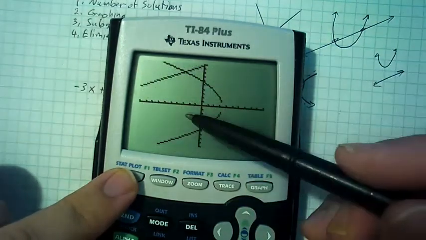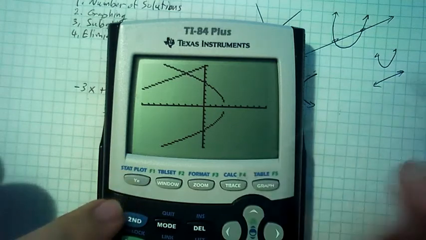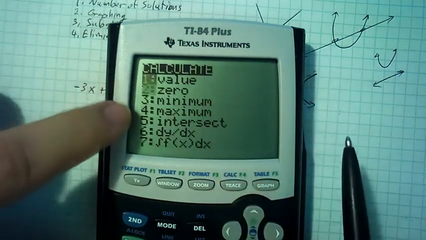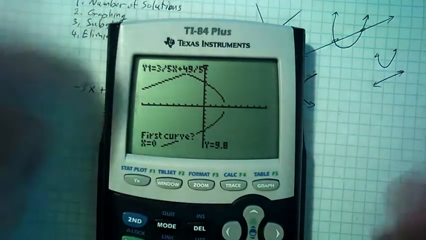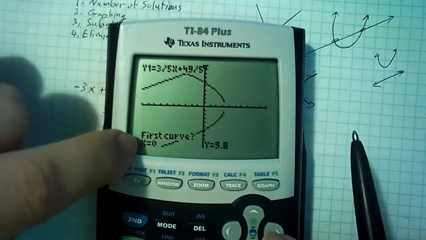So in order to find it, I'm going to go into my calc menu, which is here above the trace button, and choose intersect. Now for intersection, instead of left and right for your bounds, it's going to ask you for curves.